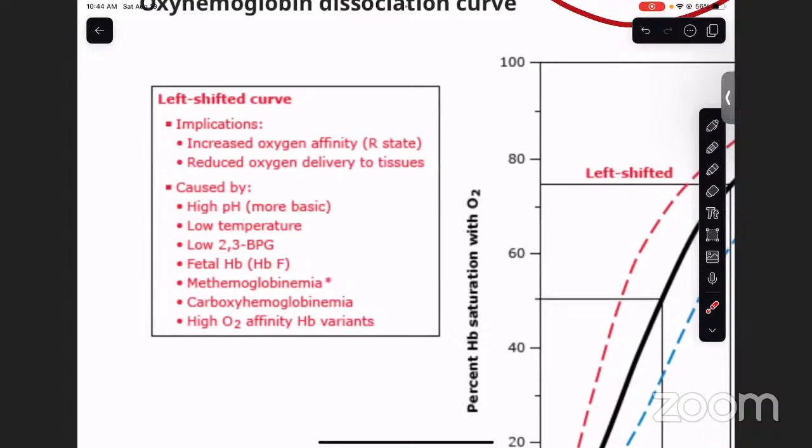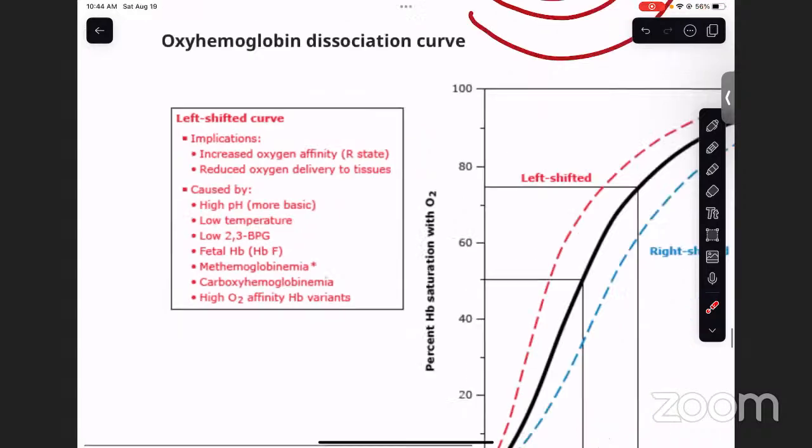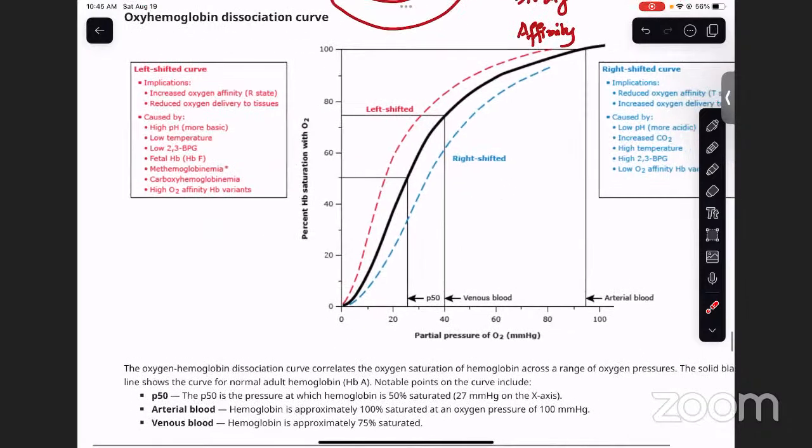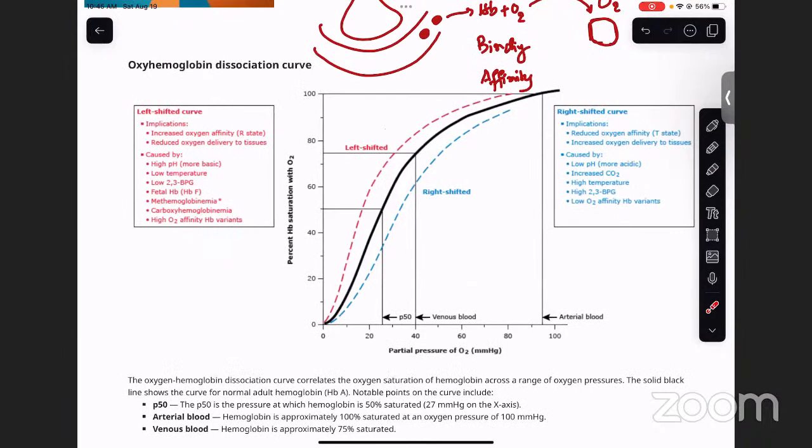But in the case of a left-shift curve, like alkalosis and low temperatures like hypothermia, and abnormal hemoglobins like thalassemias, methemoglobinemia. In these conditions, hemoglobins bind to oxygen avidly, and there will be reduced oxygen delivery to tissue. So the curve will shift to the left. So these are the oxyhemoglobin dissociation curves and the abnormalities. You need to know the conditions associated with the right shift curve. You need to know the conditions associated with the left shift curve.